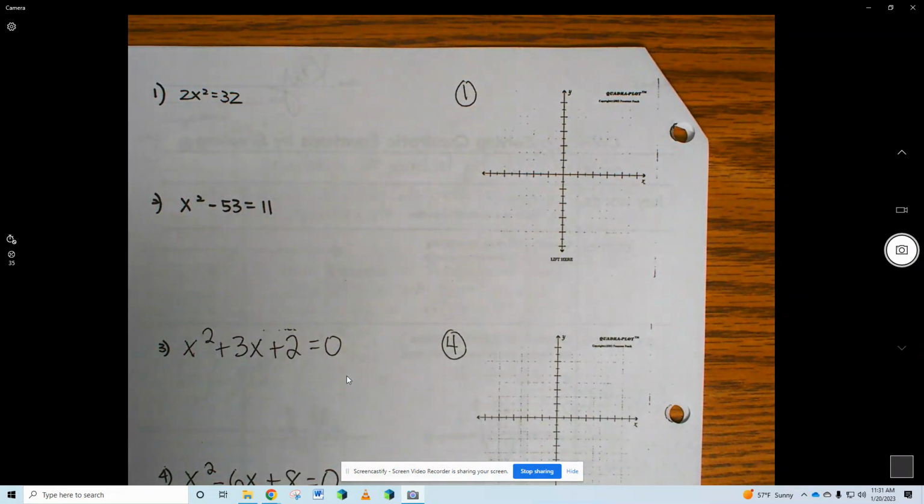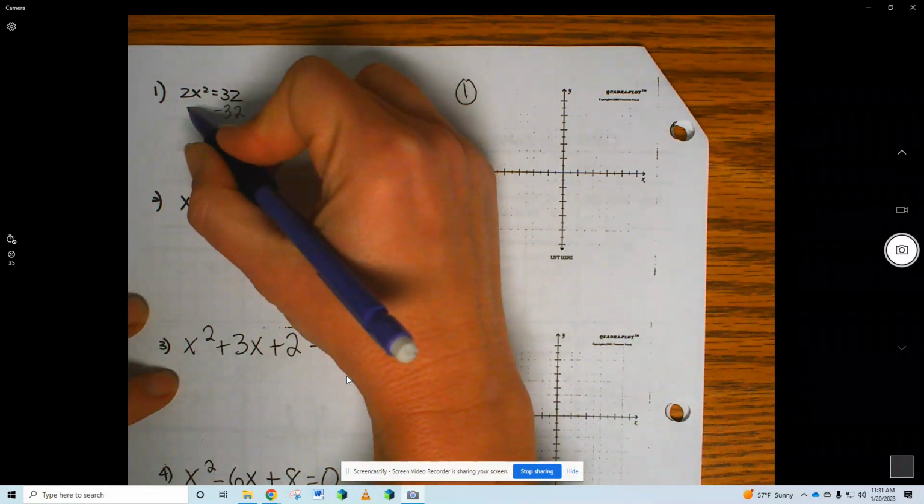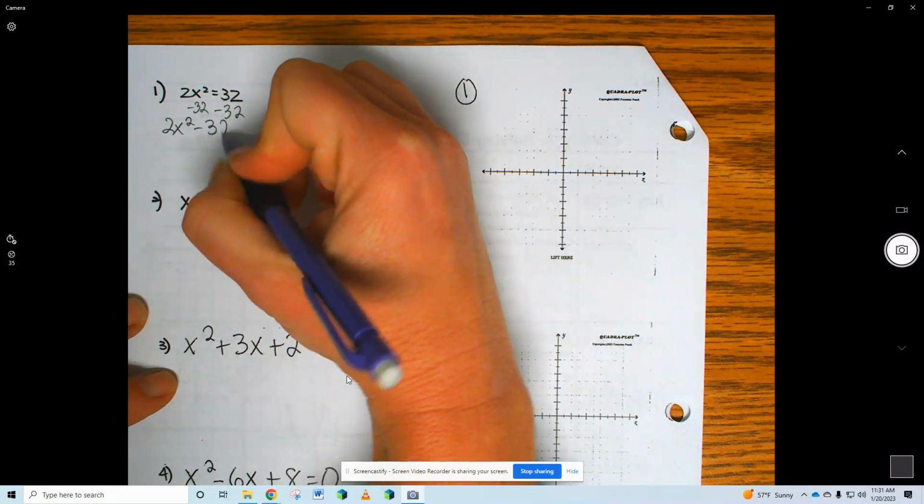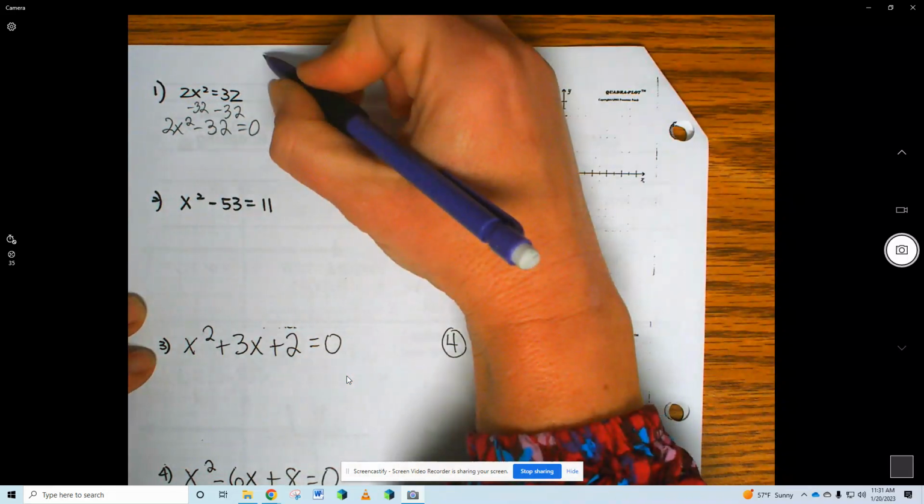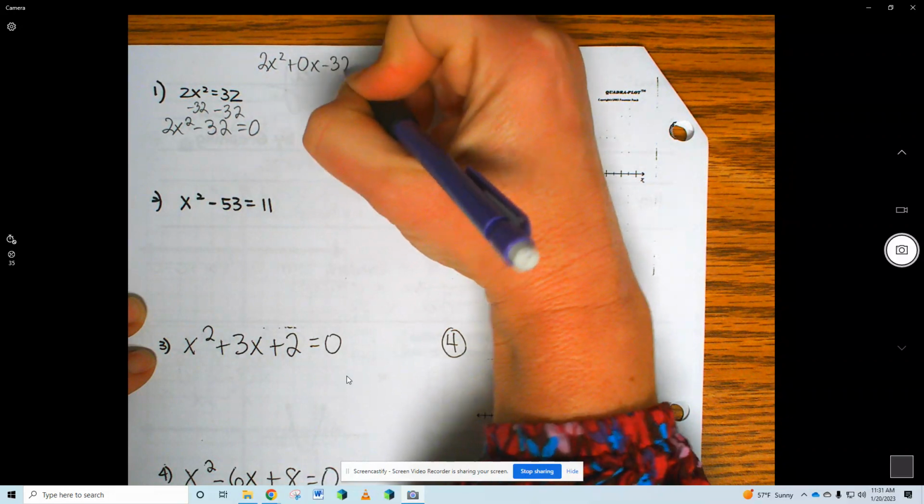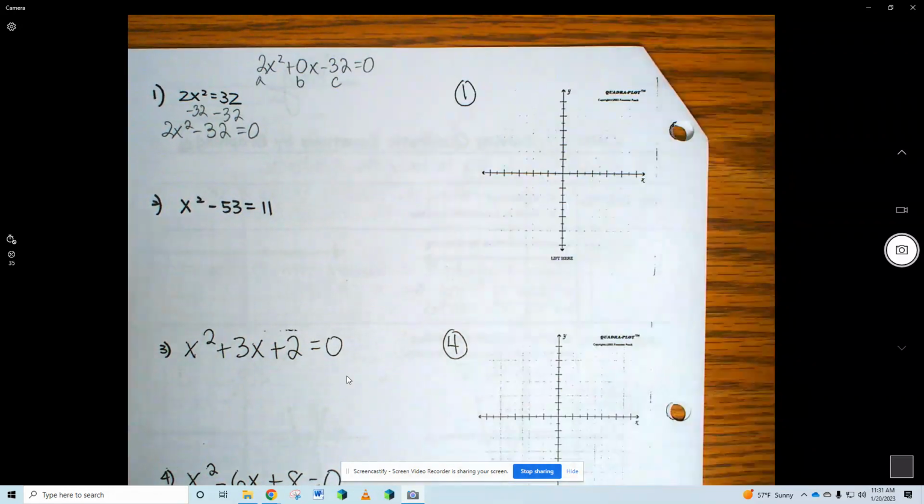I want this to equal 0. Right now it doesn't. Bummer. So how do I get the 32 to the other side? Subtract it. Minus 32. 2x squared minus 32 equals 0. Which would be 2x squared plus 0x minus 32, if I had to make it a, b, and c, you know?